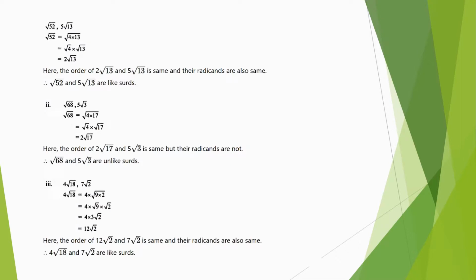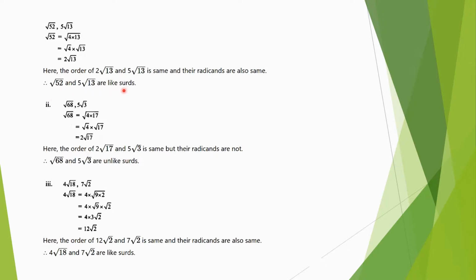Now, we will be doing comparing the questions. Root of 52 and 5 root 13. Root of 52 can be written as square root of 4 multiplied to 13. It can be further simplified as square root of 4 multiplied to square root of 13. So square root of 4 will be 2 multiplied to root 13. Now here the order of 2 root 13 and 5 root 13 is same and the radicands are also same. So they are like surds.